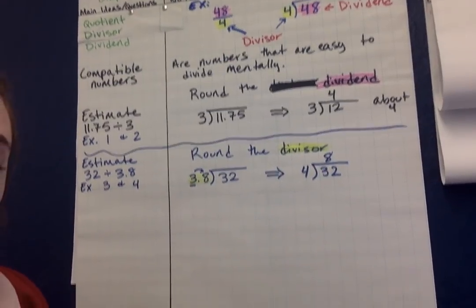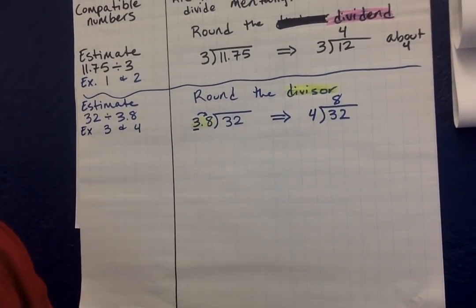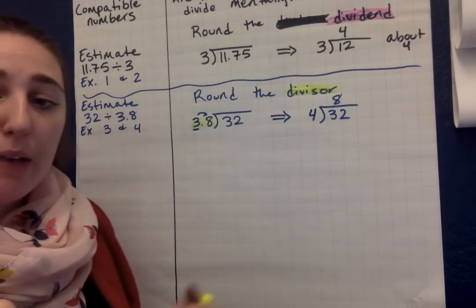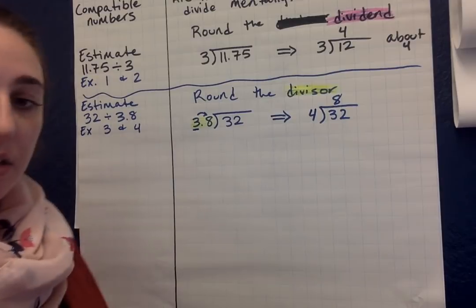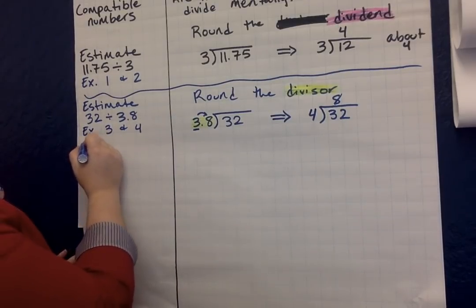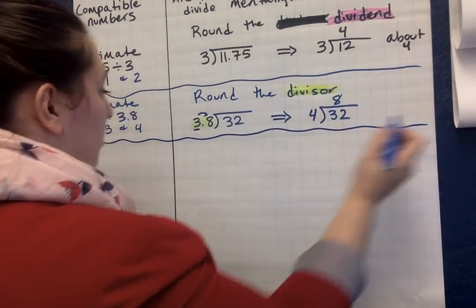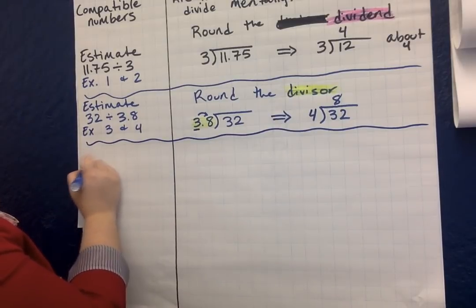All right, let's practice. Let's practice having to round both the divisor and the dividend. So draw a little squiggly line. Okay, now we're going to estimate.